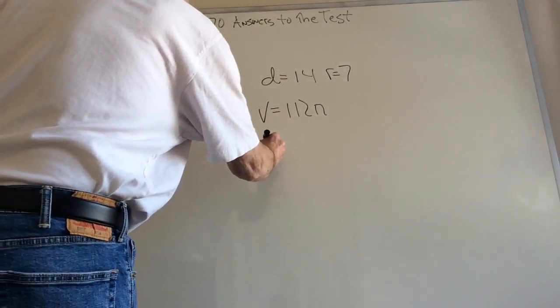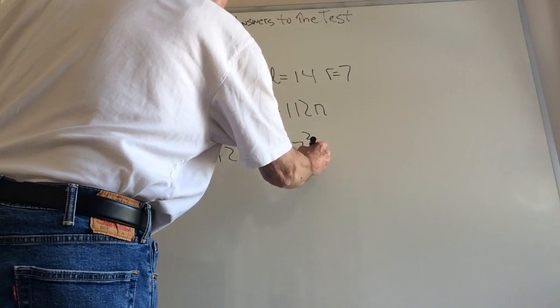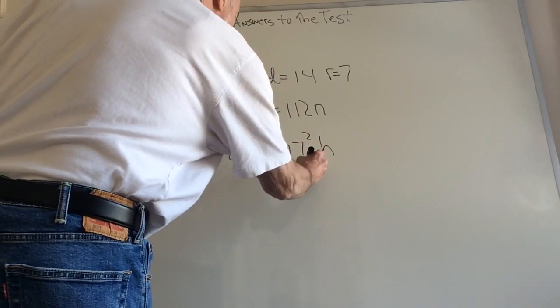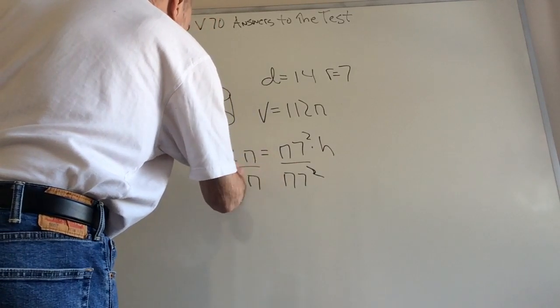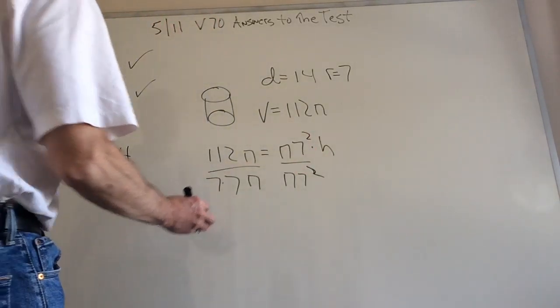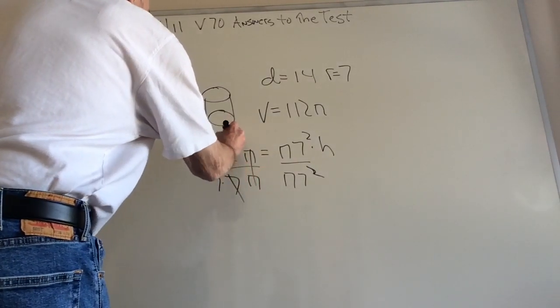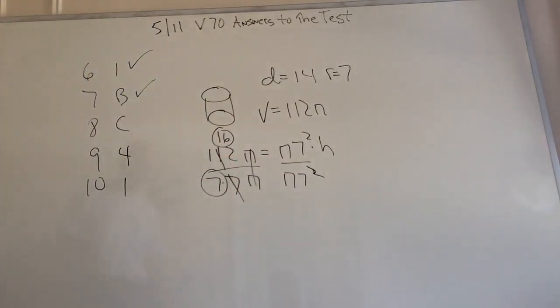The pi's are going to go away, right? Since it's pi 7 squared times h. And when I divide both of these together, you could use a calculator, or this is even done a little better. I'm writing 7 times 7 to make the math easier. The pi's cancel, and 7 goes into 112, 16. So you should have easily been able to come up with 16 over 7. Again, a problem that's been done many times.